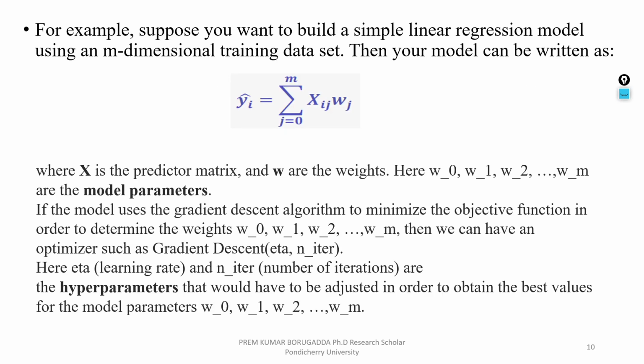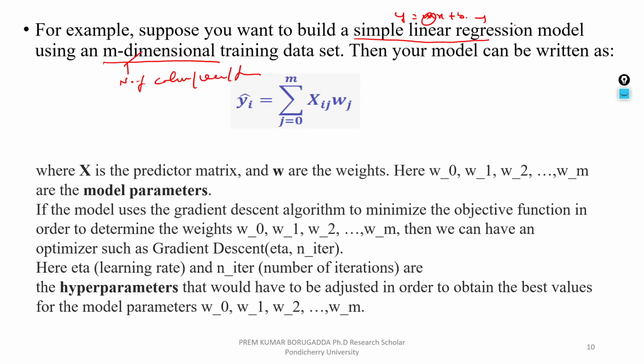If you see this example, if you want to build a simple linear regression, the simple linear regression formula is y is equal to mx plus b. Here m dimensional means the number of columns, or the variables, or the features. So here this m is different.